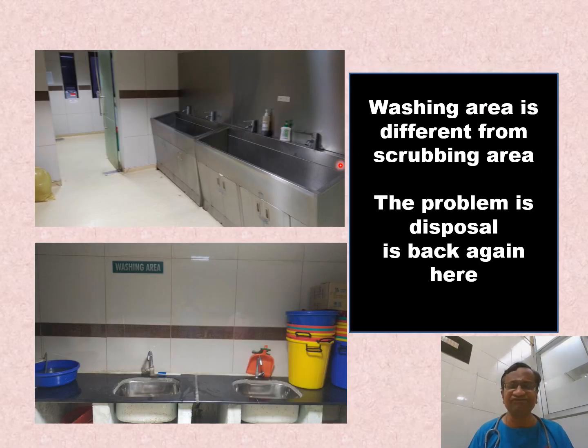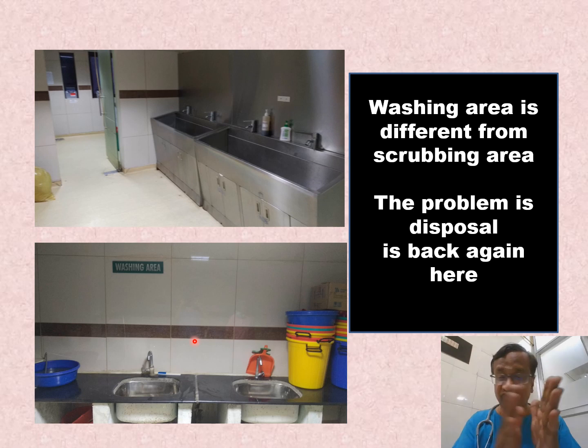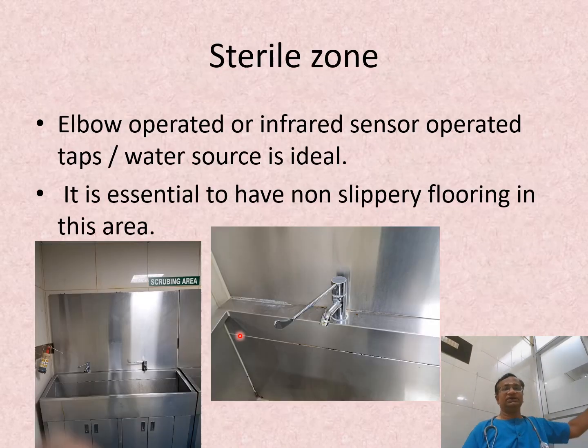Washing area is a different area from a scrubbing area. So to wash the hands is different from washing the instruments. Scrub means wash your hands, scrub and go. Washing area means you should not touch this. Elbow operated or infrared sensor operated tap water source is desirable.